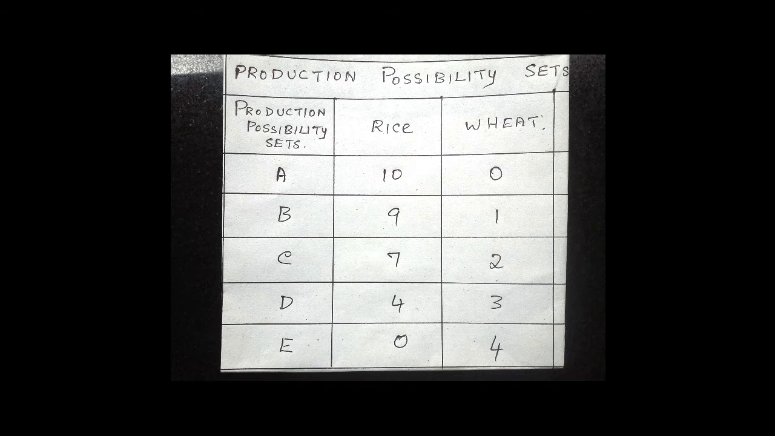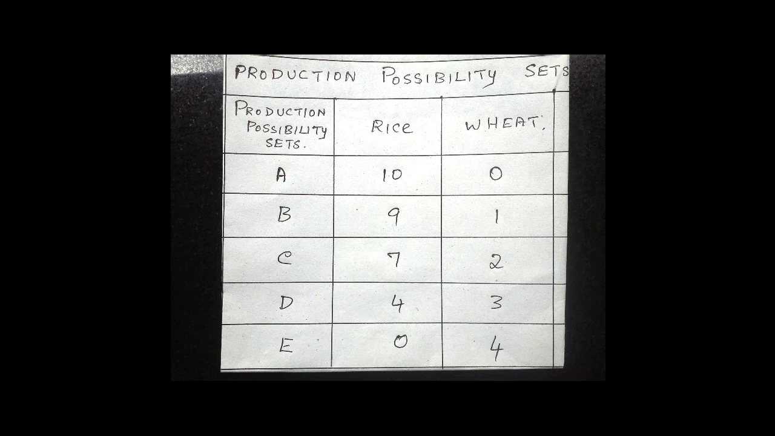If all the available resources are utilized for rice production, the economy can produce 10 units of rice but no wheat. On the other hand, if all the available resources are used for wheat production, the economy can produce 4 units of wheat but no rice.